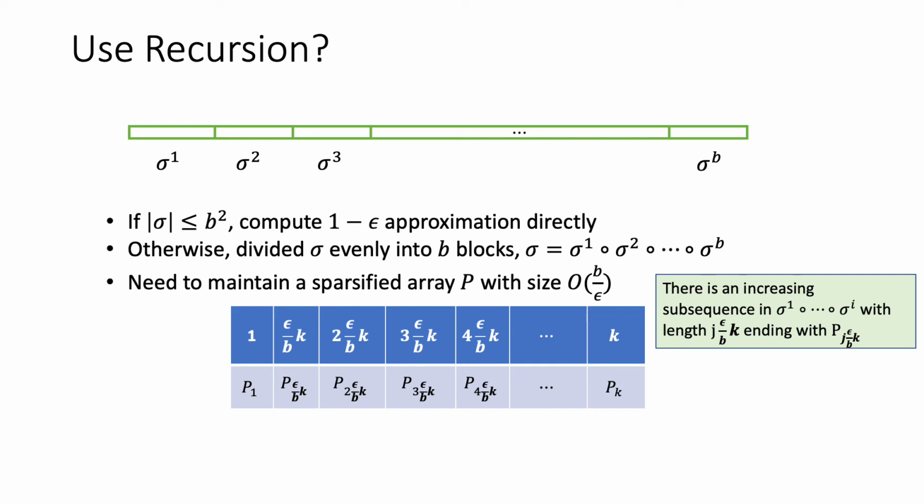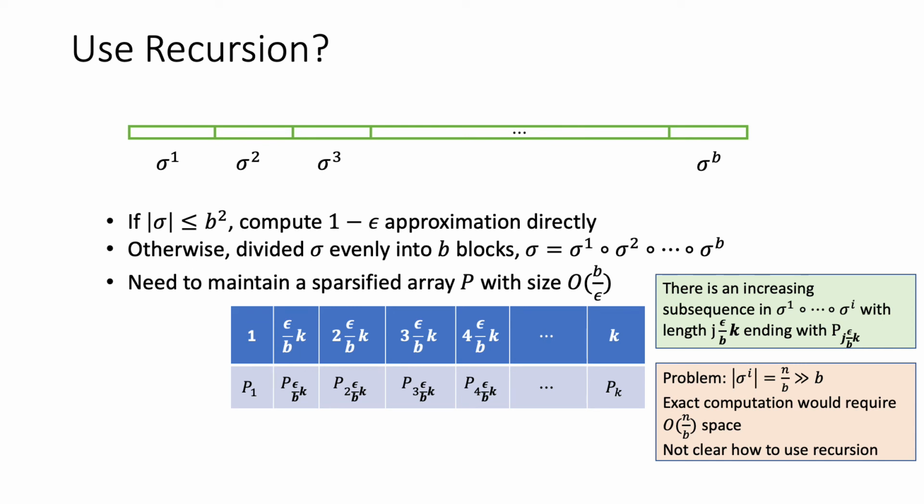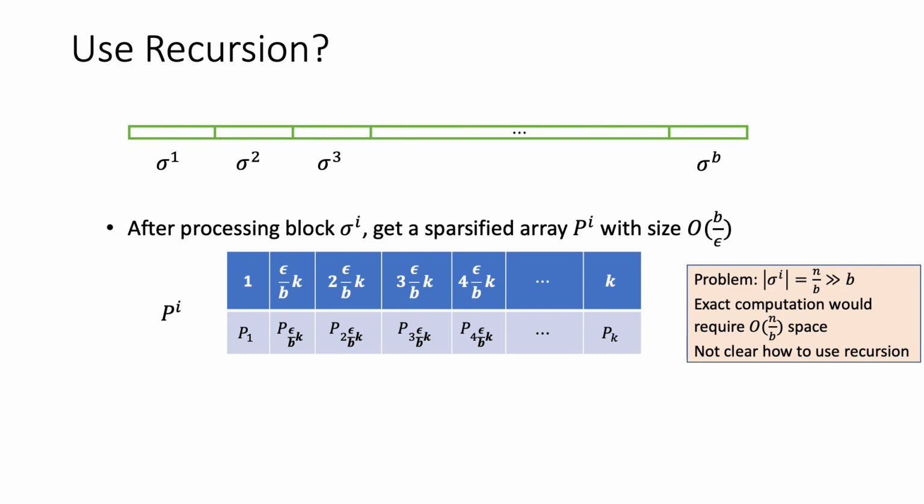The problem is that the length of each block can be as large as n over b, which can be much larger than b. Doing exact computation will require roughly n over b space, and it is not clear how to use recursion. We now give a bit more detail.